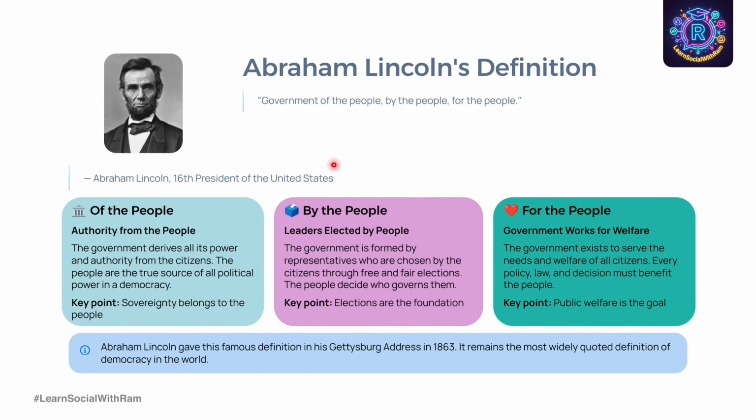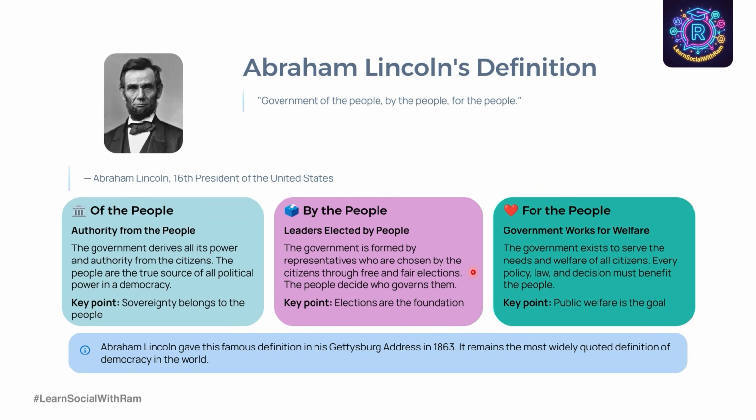The second one is by the people. Leaders are elected by the people through a process called election. So here, citizens decide who governs the government. The third one is for the people. The government works for the public good. Its goal is to serve the people. Simple and powerful definition, and this is very, very important.